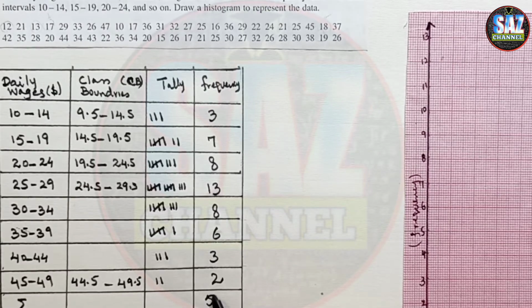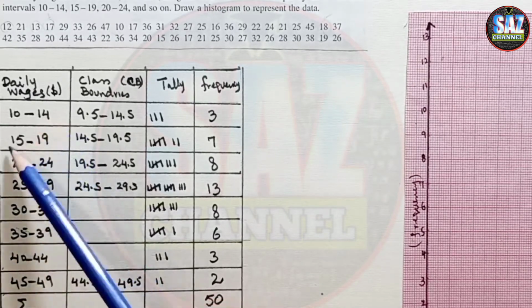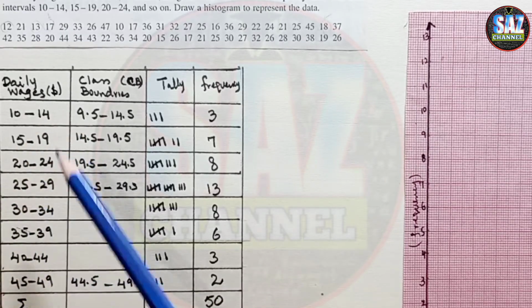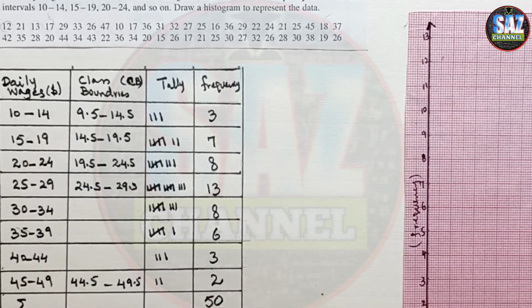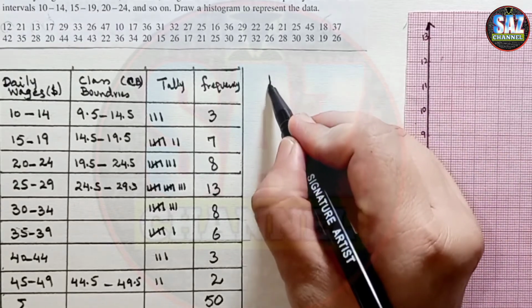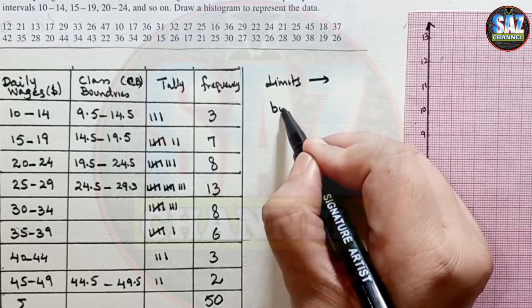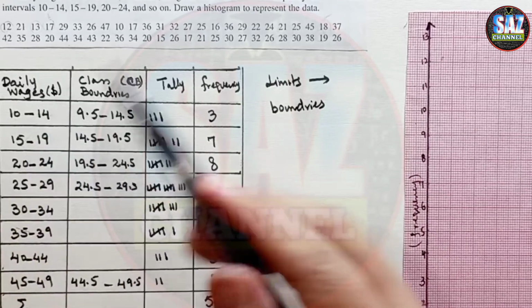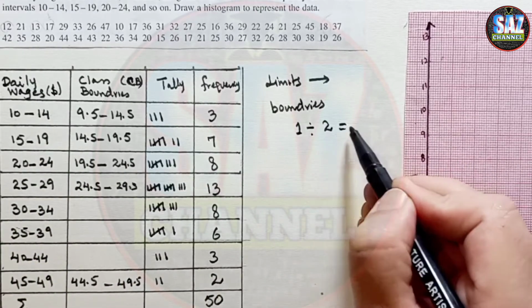Now the second problem that is left for the construction of the histogram is that we have to decide whether the class limits are given or the boundaries are given. If we look at these numbers diagonally in this way, we can see the data is not continuous. So in order to turn class limits to boundaries, what are we going to do? We have to find this diagonal difference, that is 1, make it half, divide by 2, and that becomes 0.5.